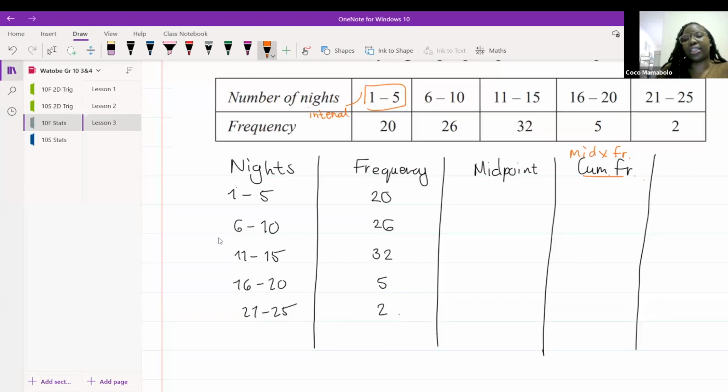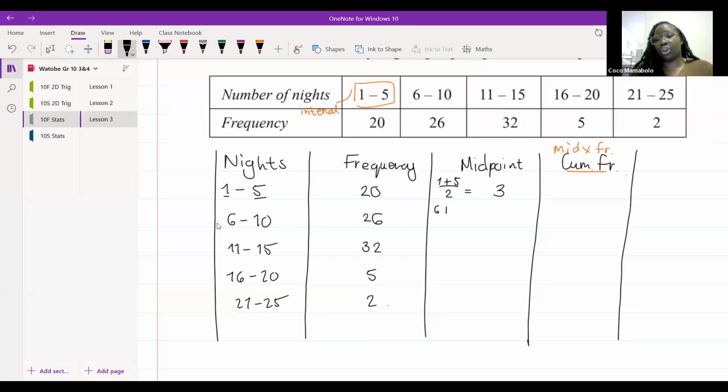Sorry, I'm lagging a bit. Then divided by 2, so it's 8. Good, 8. All right, and then we'll have 11 plus 15 divided by 2, that'll be 26. I mean 13.